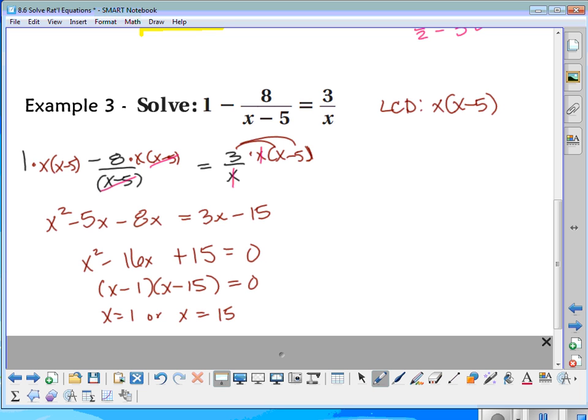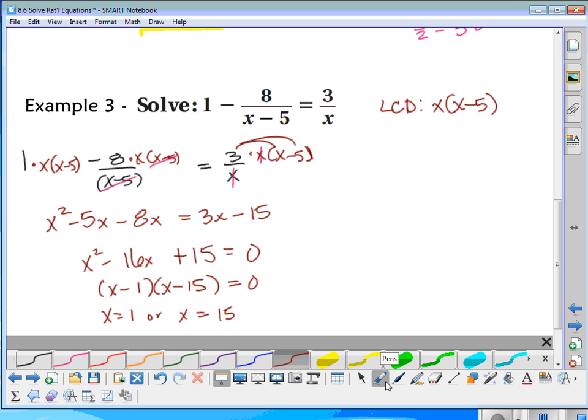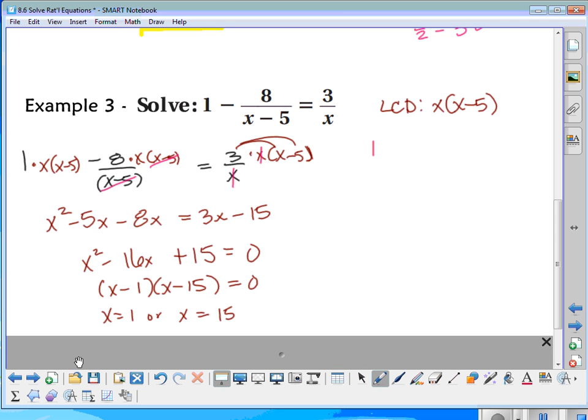Now when there are quadratics, you can have extraneous solutions. So you do need to go back and check your solutions and make sure they work. So let's do that now. For the first one, I've got 1 minus 8 over 1 minus 5 equals 3 over 1. And so that's 8 over negative 4, and because the negative and the negative, that becomes positive. So it's 1 plus 2 equals 3, and 1 plus 2 does equal 3.